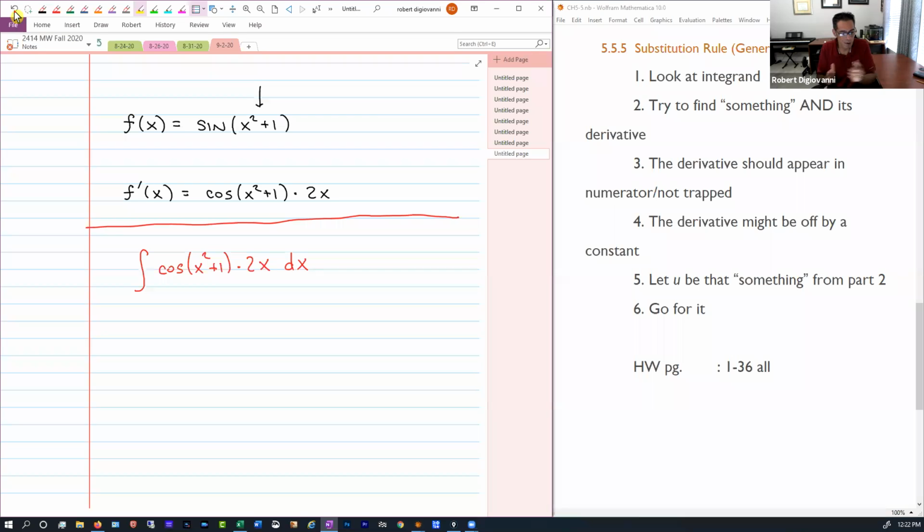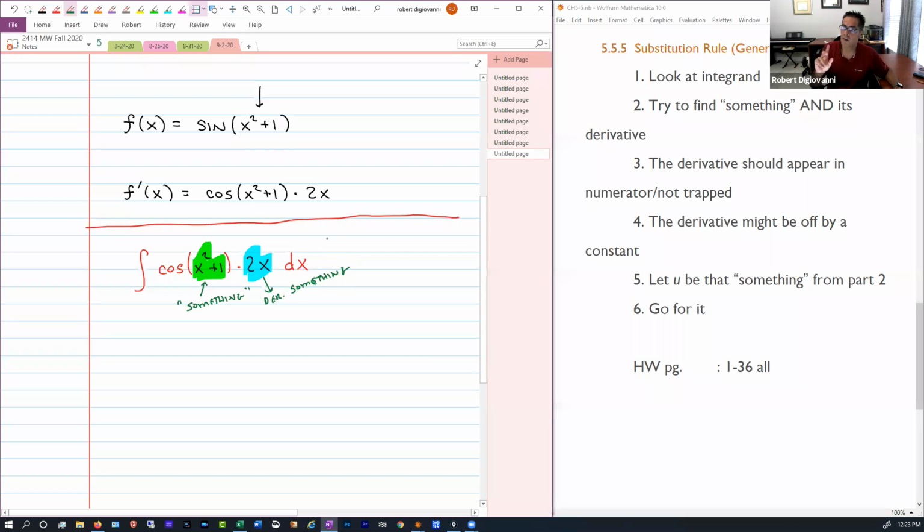All right, so I see it. I see x squared plus 1. And I see that its derivative, 2x, is there. Do you see that? So I'm thinking, oh, look, I do see something. This is my something that I'm seeing, and this is the derivative of the something. That makes sense, everyone? Does anyone have a question on that?